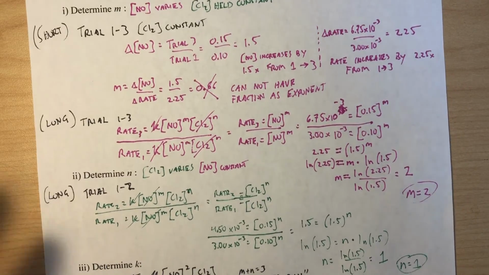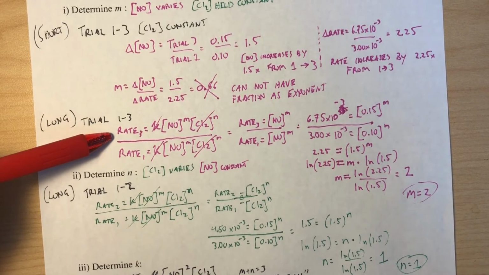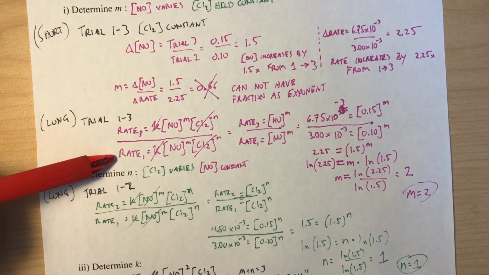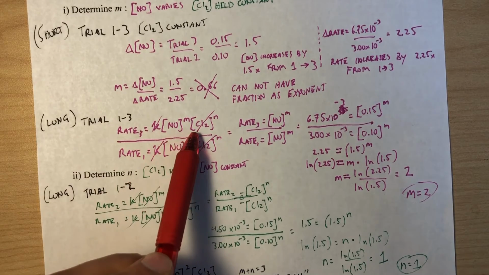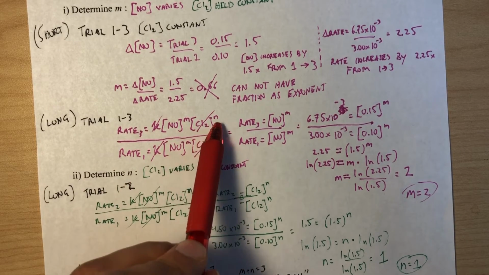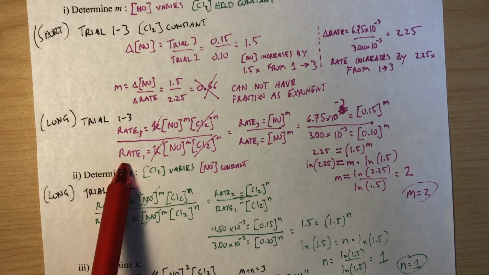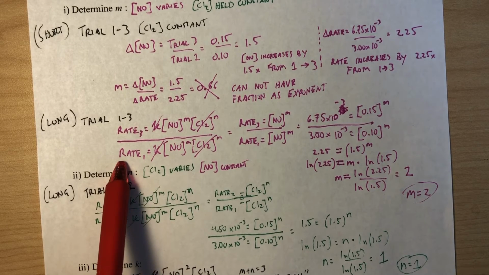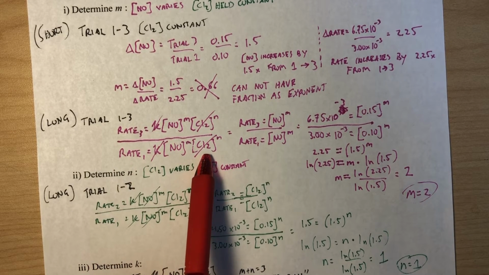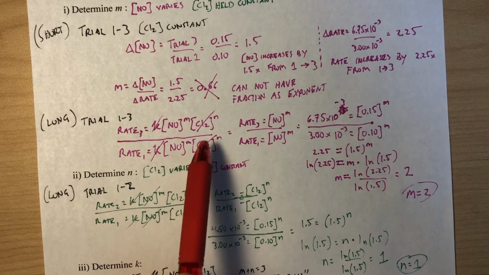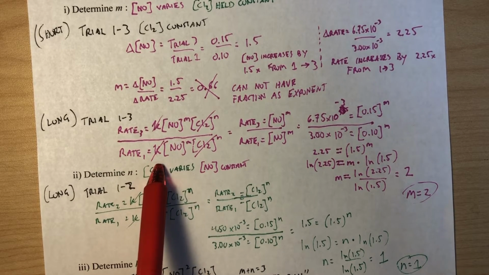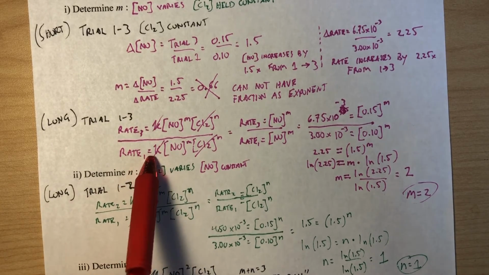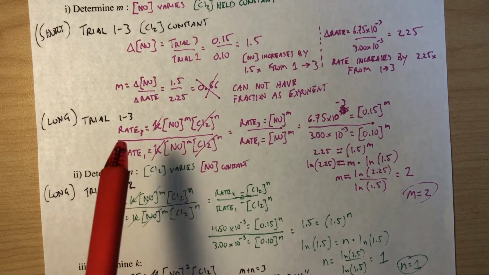So the long version of this is you take the entire rate law at trial 3 and divide by the entire rate law at trial 1. So that's rate of 3 is equal to k times NO raised to m times Cl2 raised to n, divided by the rate law at trial 1. When we do that, Cl2 is being held constant between trial 1 and trial 3, so those values cancel. The rate constant for the reaction is always going to be the same, so those cancel. So we can actually clean this up pretty significantly right from the start.